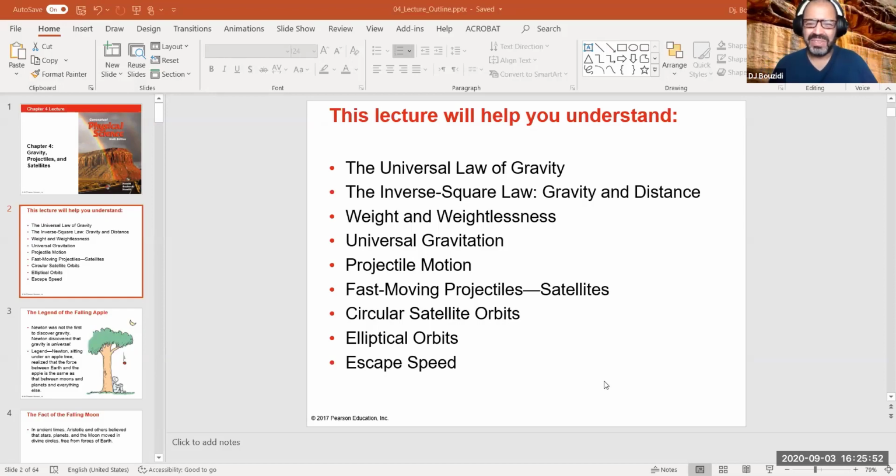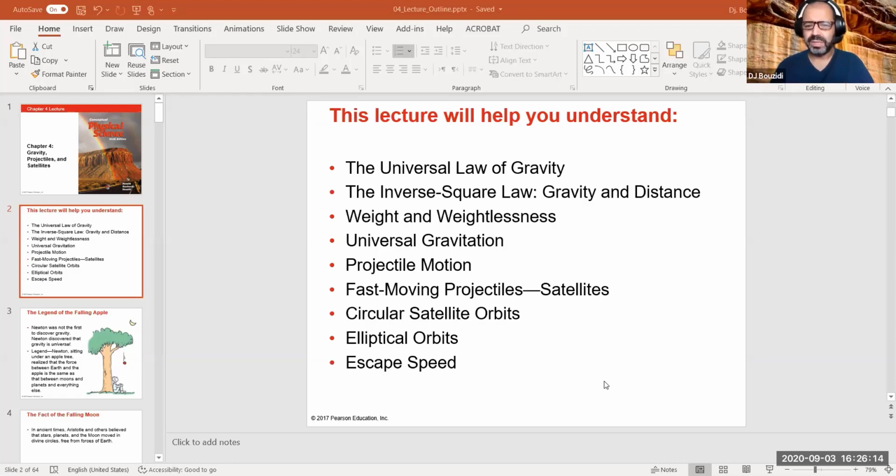And then the universal gravitation. Basically, we'll talk about projectile motion, which is an example of two-dimensional motion. You throw an object, it moves one way and also in the other direction. So it moves horizontally and vertically at the same time. In the vertical direction, it's going to be accelerated toward the Earth. In the horizontal direction, there is no acceleration, so it's going to maintain that velocity.